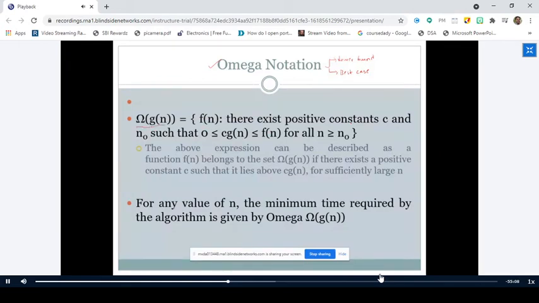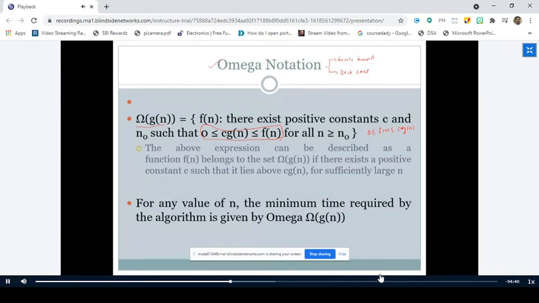There exist positive constants c and n naught such that 0 is less than, here there is a change, right? In the previous case we had 0 less than or equal to f of n less than or equal to c into g of n, but here we are representing the lower bound. Therefore 0 is less than or equal to c into g of n, less than or equal to f of n.